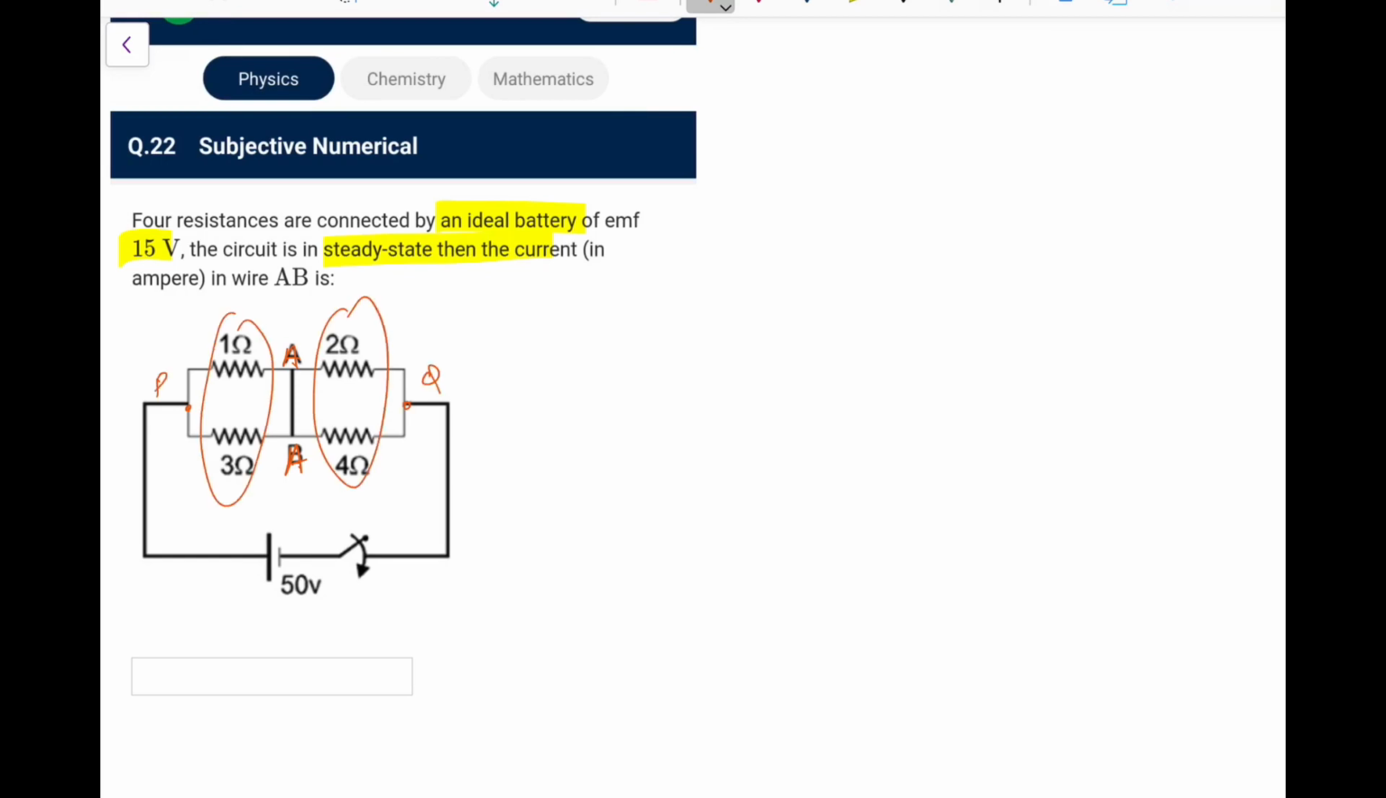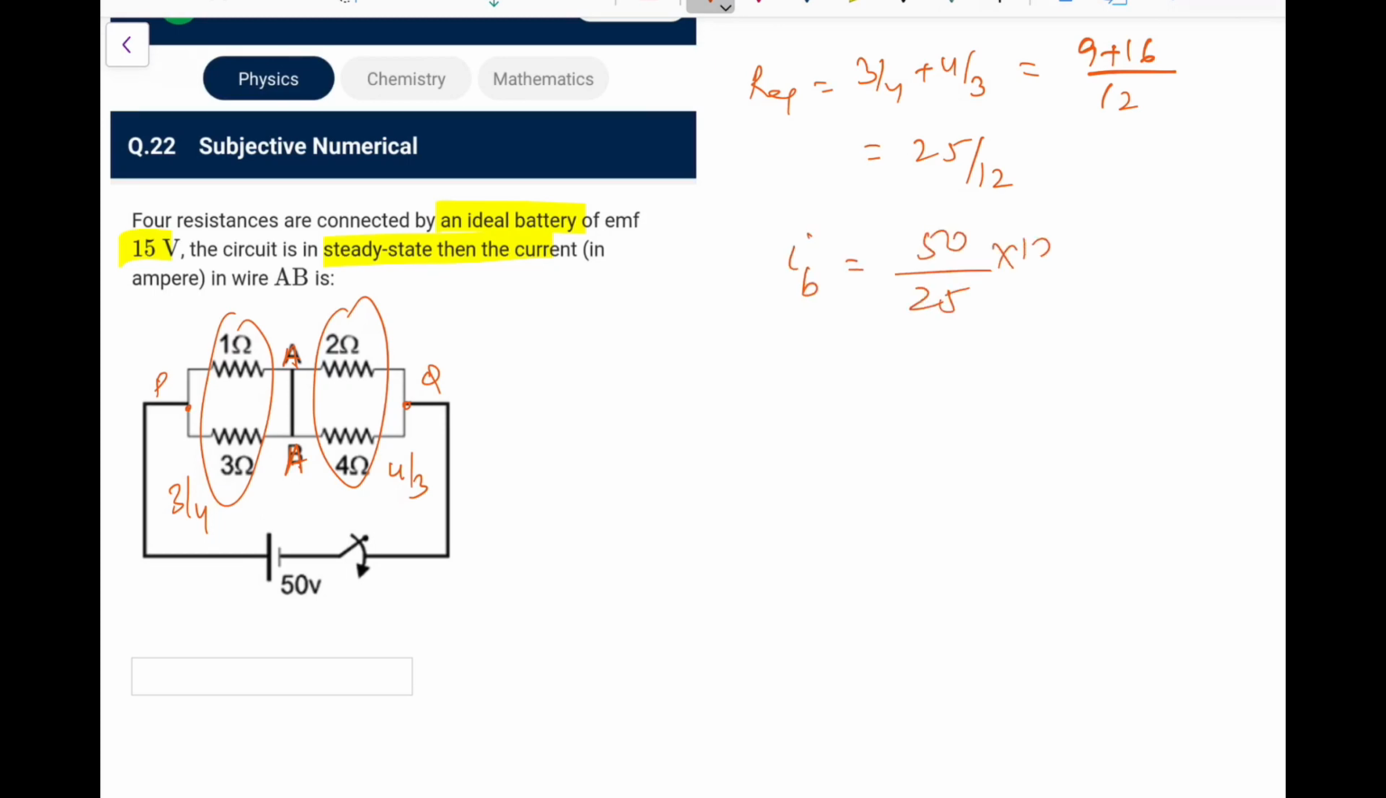So these two are in parallel, these two are in parallel. 3 and 1, this is 3 by 4, this is 2 and 4, this is 8 by 6, that is 4 by 3. Okay, now the R equivalent is 3 by 4 plus 4 by 3. So it comes out as 9 plus 16, 25 by 12. So it is 25 by 12. So the current from the battery would be 50 upon 25 into 12, so that is 24 ampere.